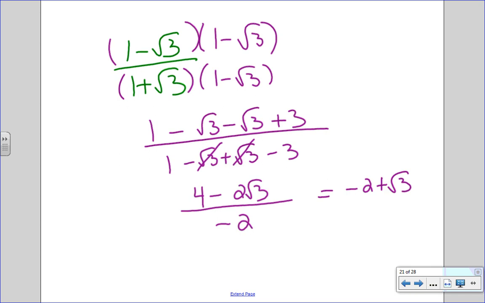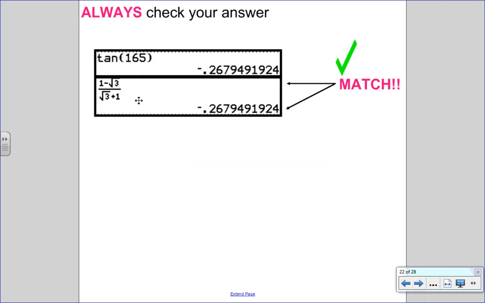Okay, so what I want to know is whether tan of 165 is the same as 1 minus root 3 over 1 plus root 3, or my rationalized answer. You can see I put it in my calculator, and I get a match, so I know that I am correct.